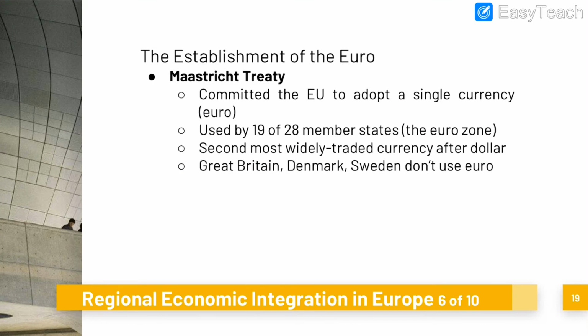Then we have the Maastricht Treaty, or the Treaty on the EU. It is the international agreement responsible for the creation of the EU, signed in 1991, which became effective in 1993. The EU is a group of 28 countries that operates as a cohesive economic and political bloc. They committed the EU to adopt a single currency. The EU's currency is called the euro.